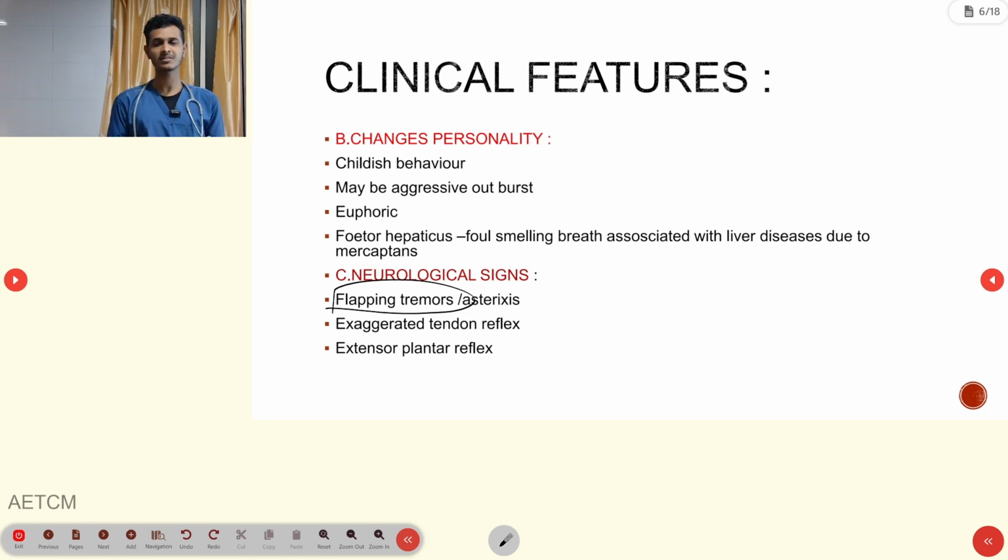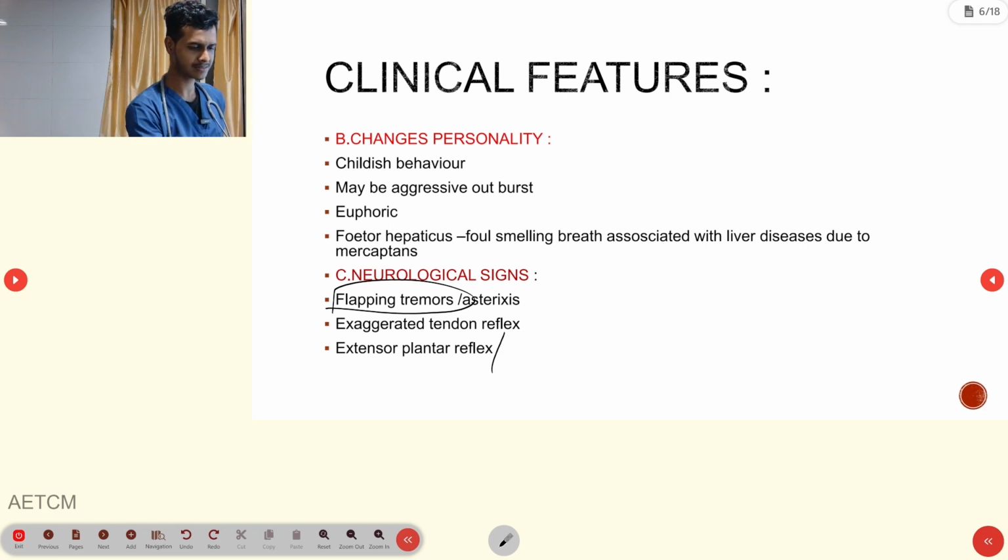To test it, first ask the person to outstretch his arm. Second, ask the person to extend his wrist. With this same position you ask the person to hold. If the person is unable to maintain this position, that is called flapping tremor. Usually in flapping tremor the hand will flap. Again they are unable to hold the same posture, the flap will happen, that is called flapping tremor or asterixis. The second one is exaggerated tendon reflex and then extensor plantar reflex.